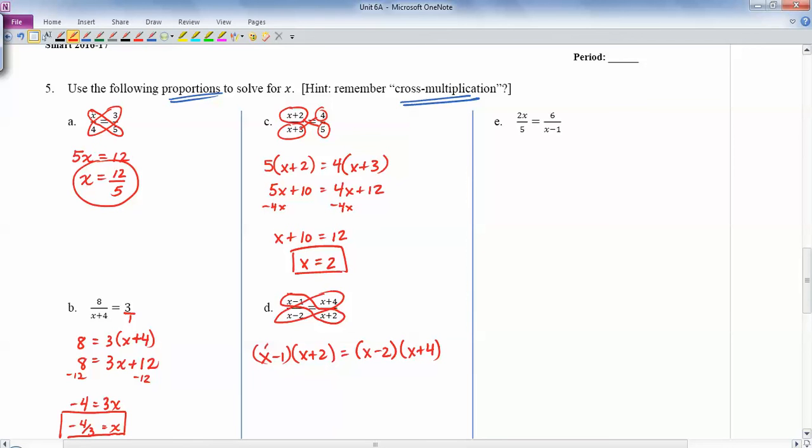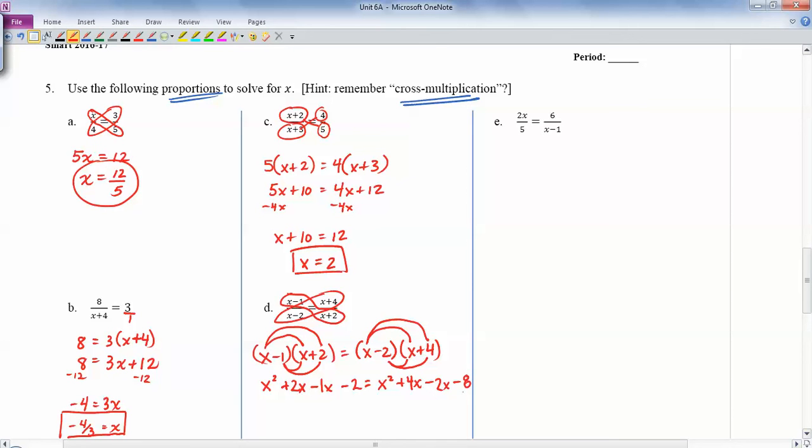So when I FOIL the first part, the left side, the first terms is x squared, outer terms is plus 2x, inner terms is minus 1x, and the last two terms is minus 2. And then over here we'll do the same thing. So it's x squared, and then outer terms is plus 4x, inner terms is minus 2x, and last terms is minus 8.